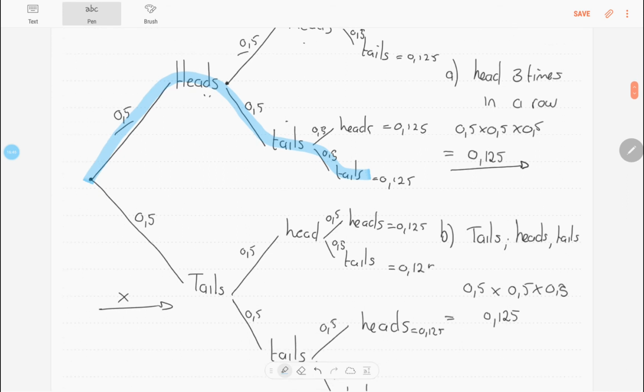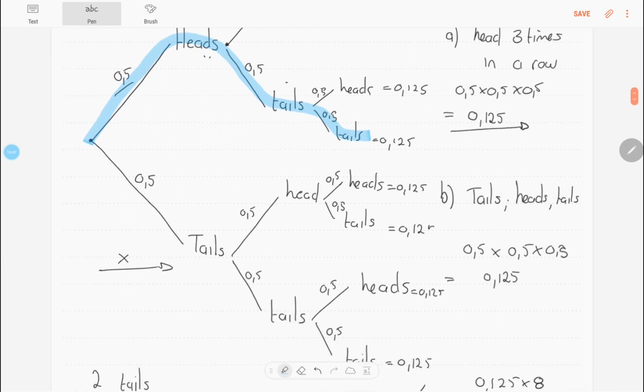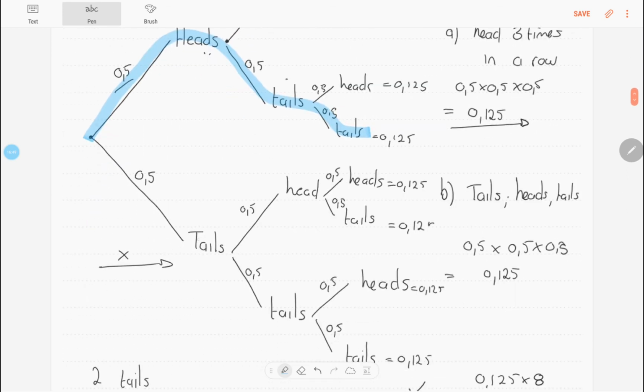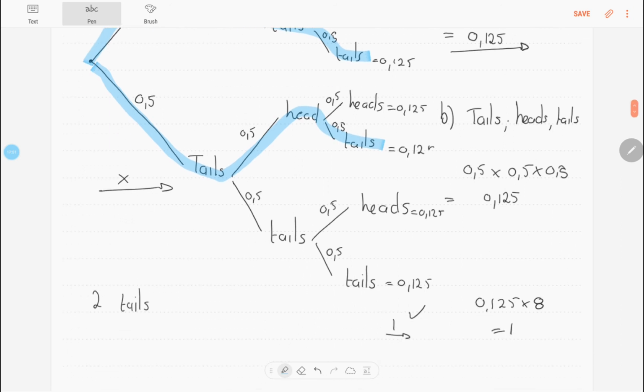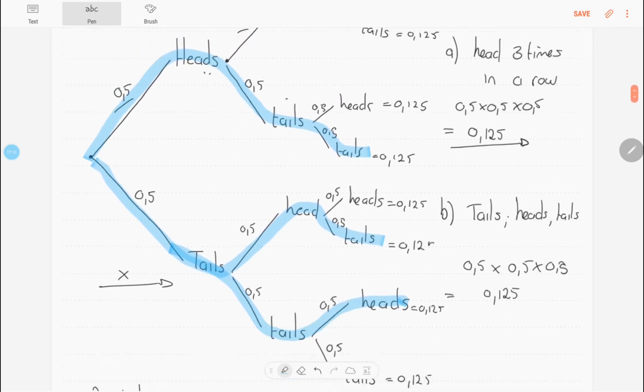Let's look at our fifth option. We go to tails first, then heads, heads, so not that one. Or we go tails, heads, and then tails again. So that's two tails. And this one here is tails, tails, and then heads, because that gives us two tails.